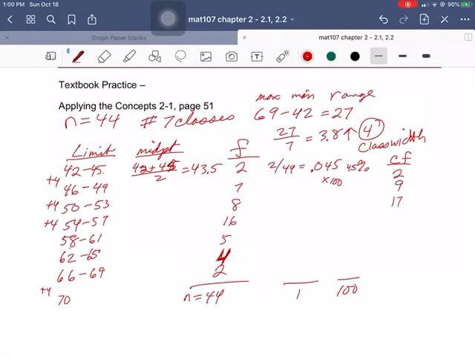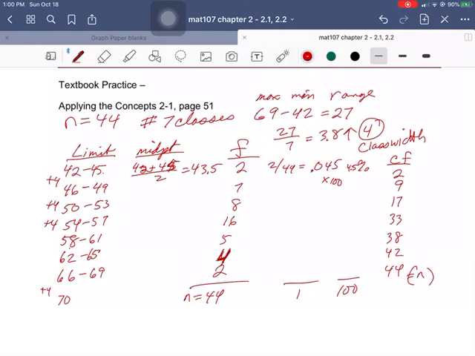2 plus 7 is 9, plus 8 is 17, plus 16 is 33, plus 5, 38, plus 4, 42, plus 2 is 44. And that should be also equal to n. Okay, so that's the cumulative frequency.